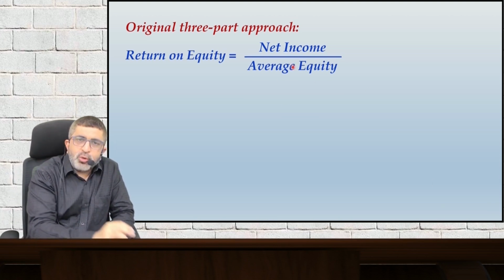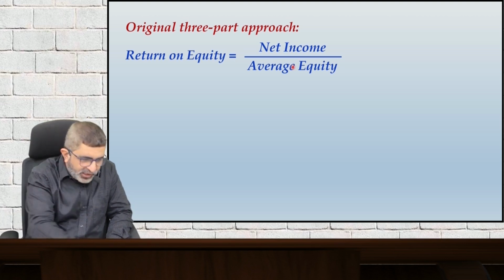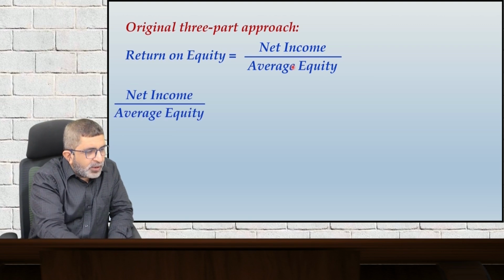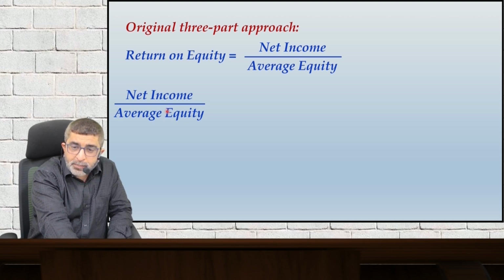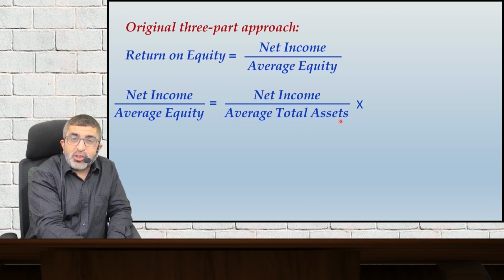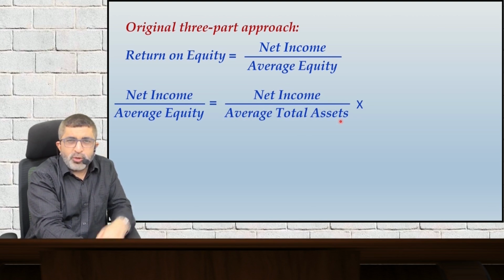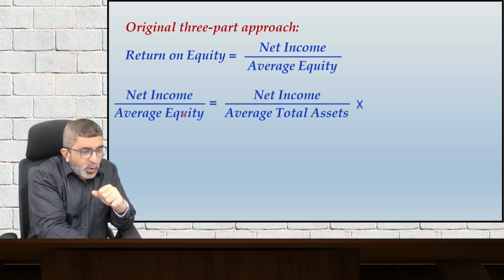Now what do we do? We break up this ratio into first two important fragments. Let me show you how to do that. Look at this. Net income divided by average equity. You can break it up as net income divided by average total assets. Now use your simple common sense. In the denominator we wanted average equity, but instead of average equity we have taken the average total assets.